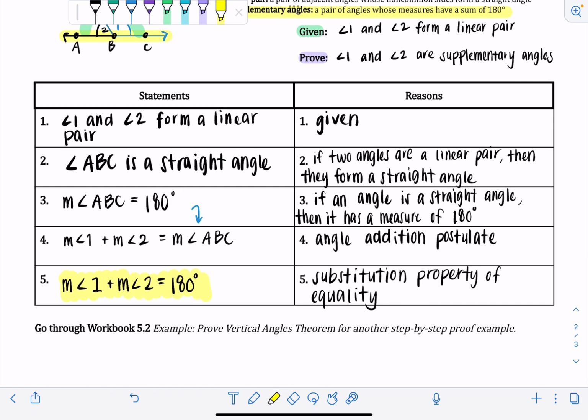Okay, this was one walkthrough example from the 5.2 workbook. There's one more though that I would suggest going through just to get another practice with proofs. I don't want to make this an hour-long video for you guys, but I would definitely practice that before you go through the assessment part of the workbooks.